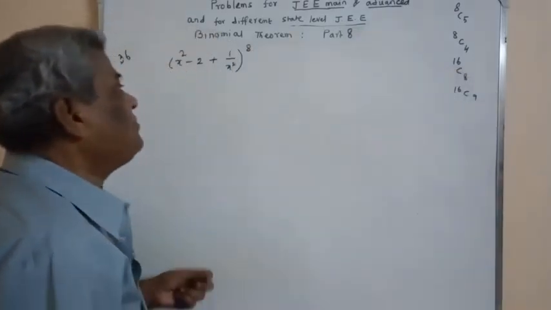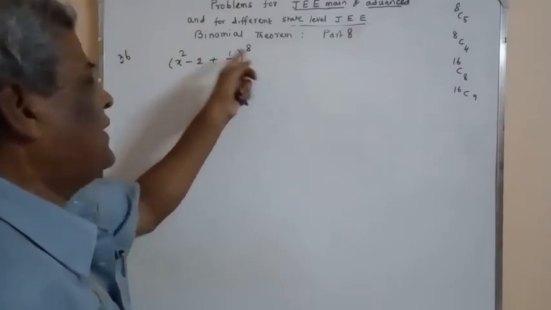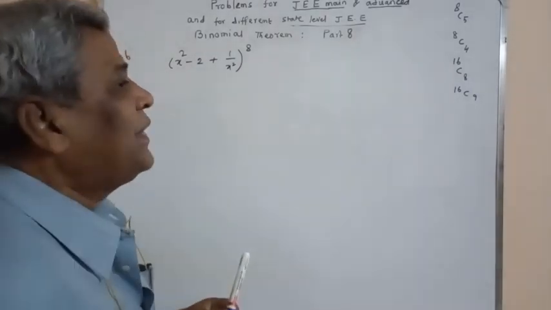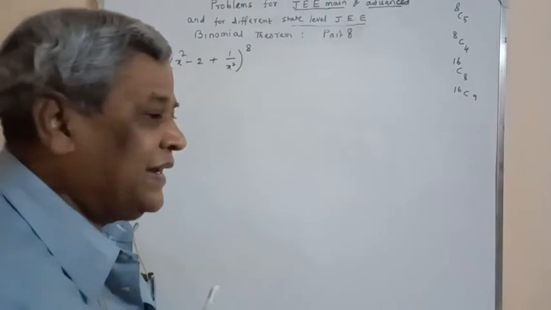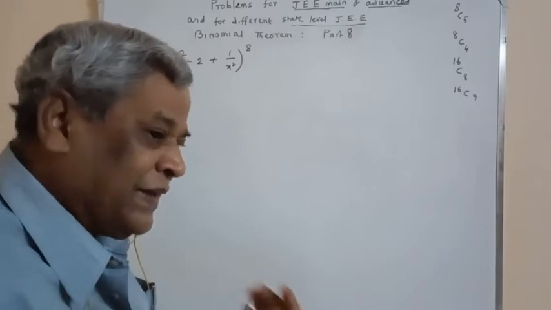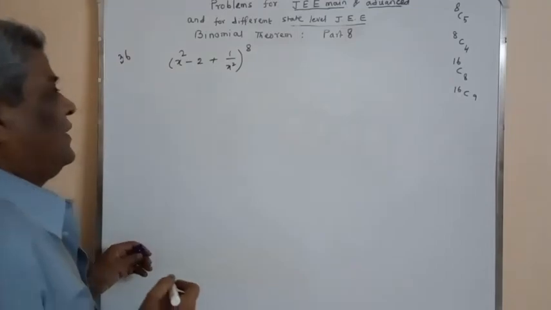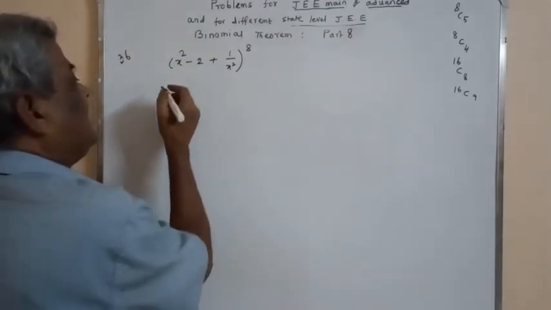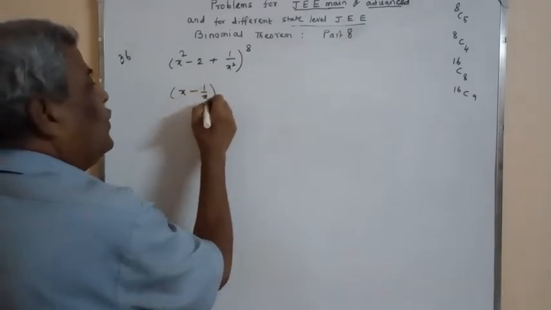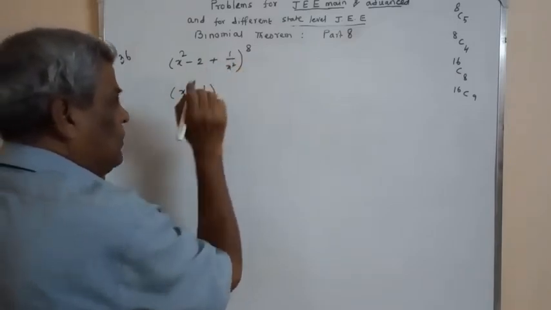Question is very simple. One expression is this: (x² - 2 + 1/x²) to the power 8. We have to find the term which is independent of x. Independent of x means in which term there is no x, that is, power of x is 0. Now to solve it, it can be written as (x - 1/x)², whole to the power 8.